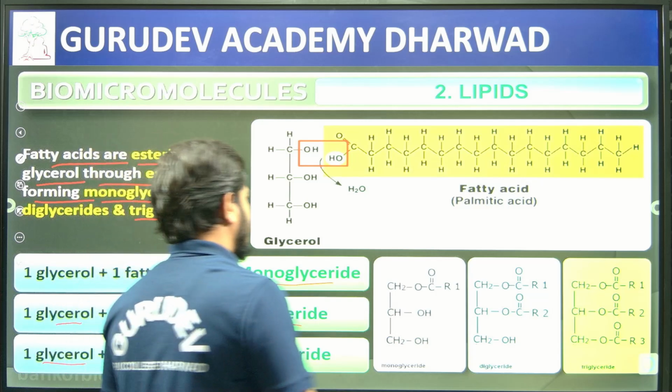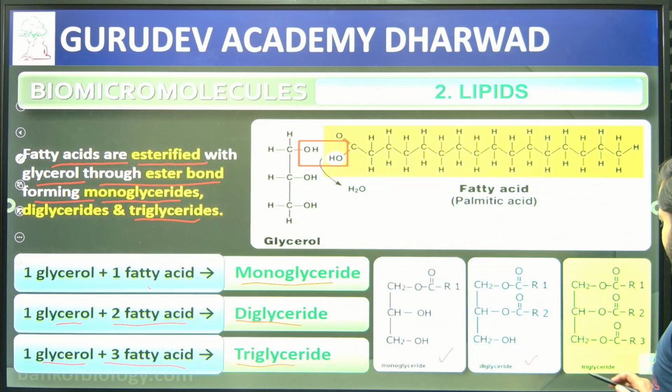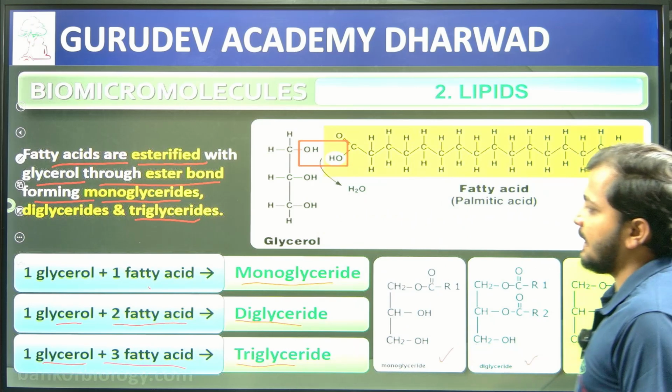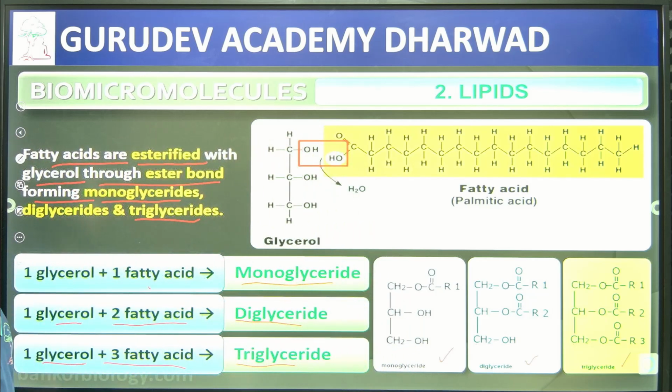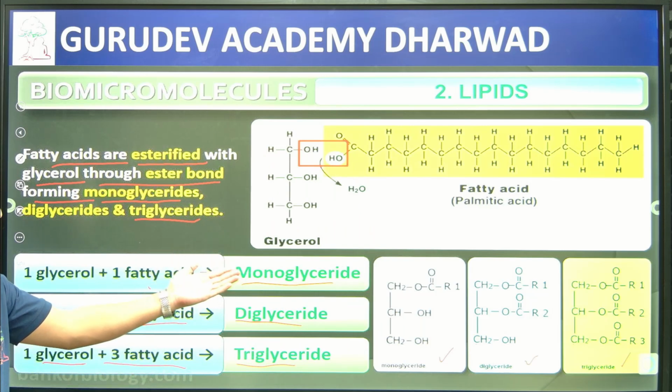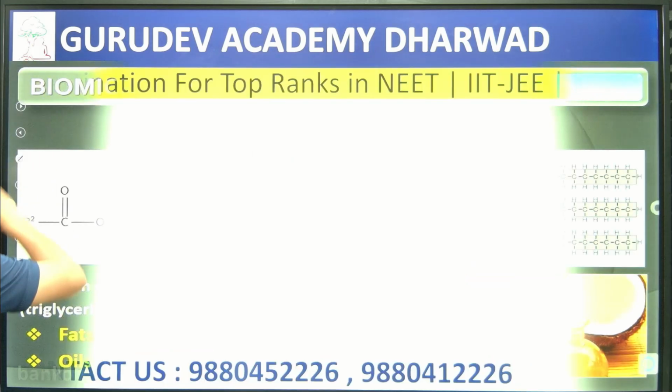So mainly this is known as the monoglyceride, this is structurally the diglyceride, and this is nothing but the triglyceride, with the attachment of 1, 2 and 3 fatty acids. So it depends on how many fatty acids are attached to the glycerol. Like that it can be divided into monoglyceride, diglyceride and triglyceride structures, right?